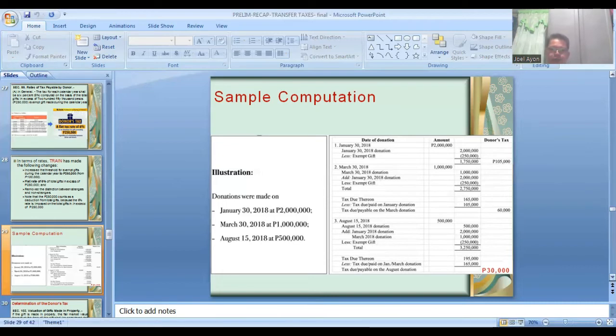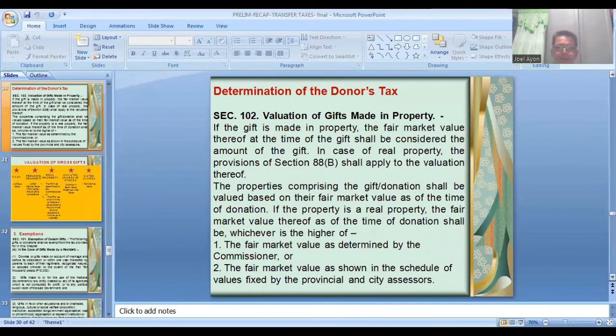All right. So this is an example, actually this is only a review on the computation of a donor's tax based on 3 donations in a calendar year of 2018. Right? So to continue, determination of the donor's tax.